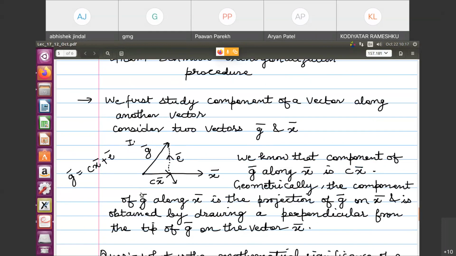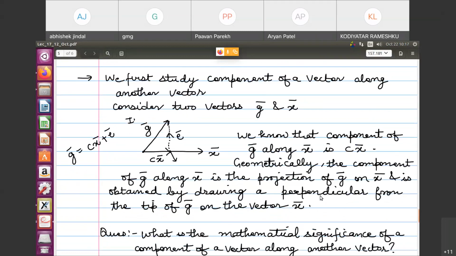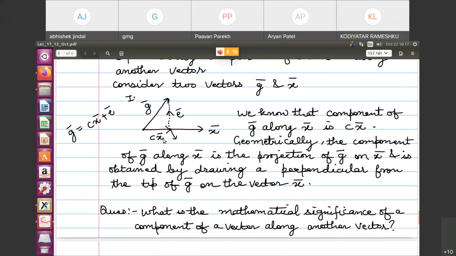Now we have not yet specified what we mean by the component. So first of all, let us study what we already know. We know that the component of g along x is c x bar. Geometrically, the component of g along x bar is the projection of g on x, and is obtained by drawing a perpendicular from the tip of g on the vector x. So c x bar plus e bar will be g bar, where e bar is perpendicular to x, and this is called the projection of g on x.